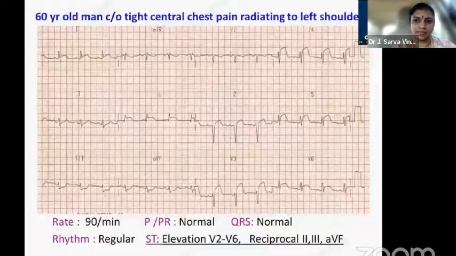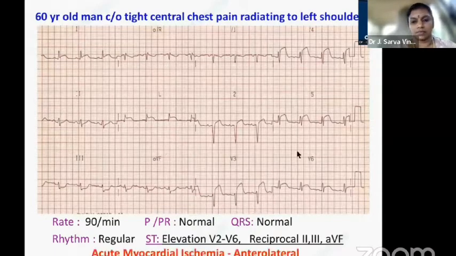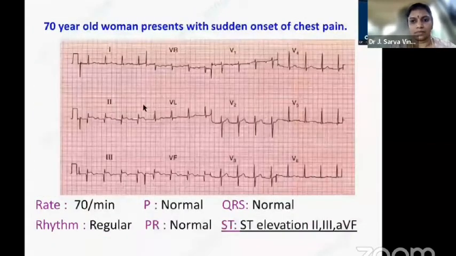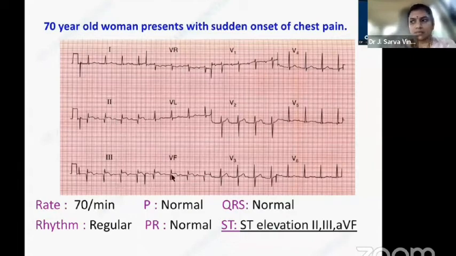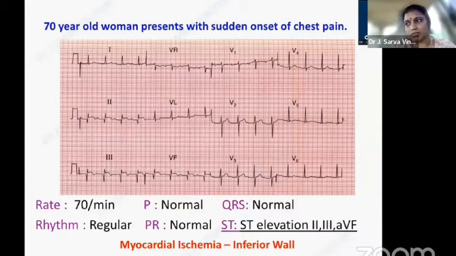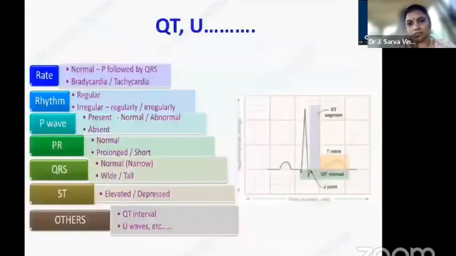What we can see here in the ST segment is an ST segment elevation occurring in V2 to V5. This is actually called a storm-shaped elevation. This carries high mortality. So this is an anterolateral ischemia. You can see the reciprocal changes also happening in the inferior leads. We can see an ST elevation here occurring in leads 2, 3 and AVF. So this is an inferior wall myocardial ischemia. This is usually associated with bradycardia.